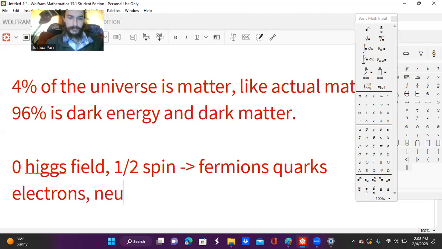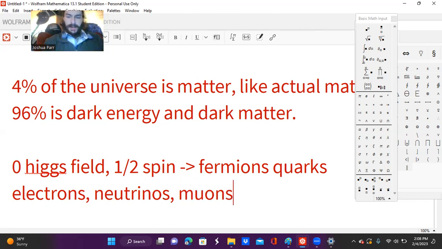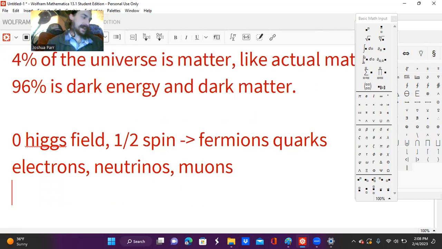Neutrinos and muons. Yeah, that's what I'm missing. Muons. So that is like stuff, physical stuff has half spin, integer spin stuff.